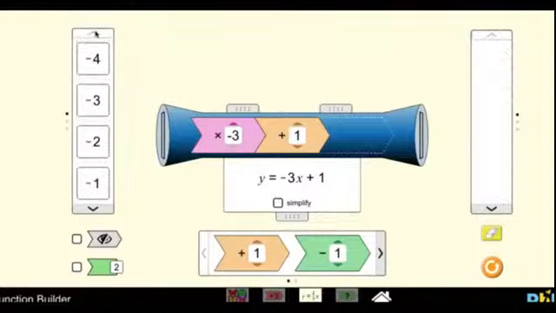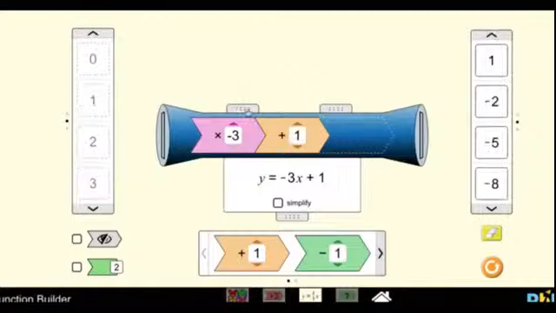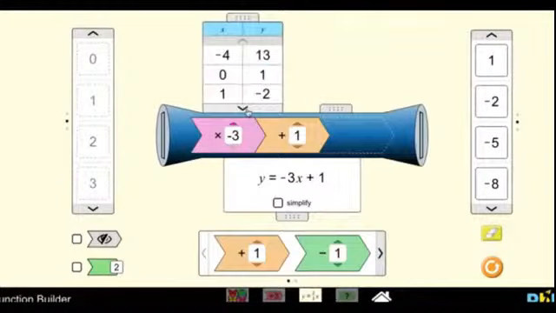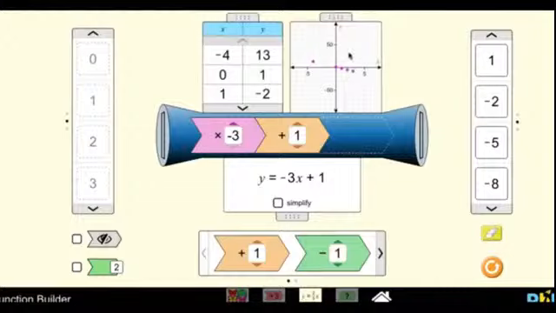And you can select any input, let's say negative 4. It will come out as positive 13 because negative 4 times negative 3 is positive 12. Positive 12 plus positive 1 becomes positive 13. And the function also can be represented as a table and as a graph.